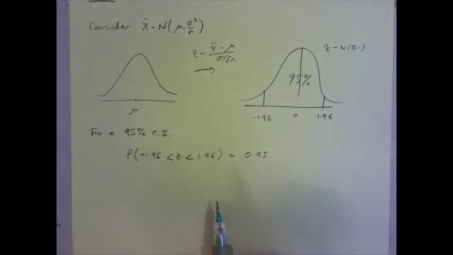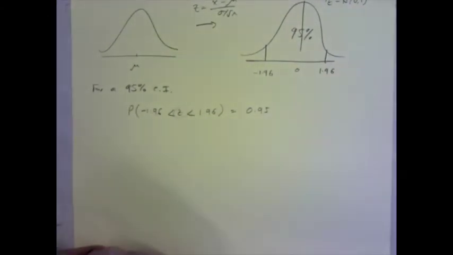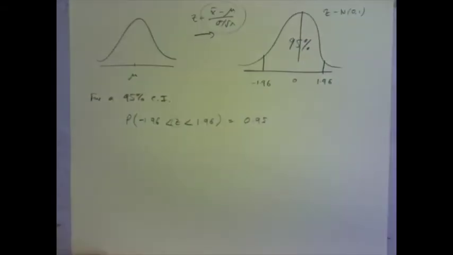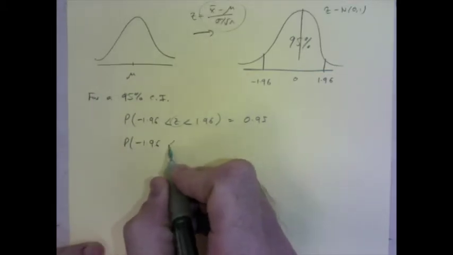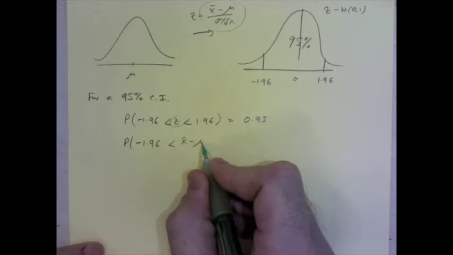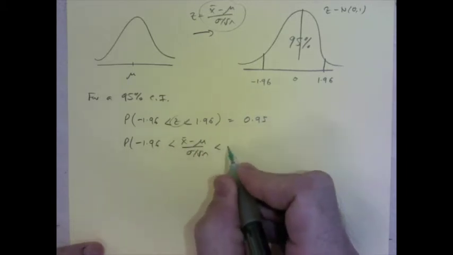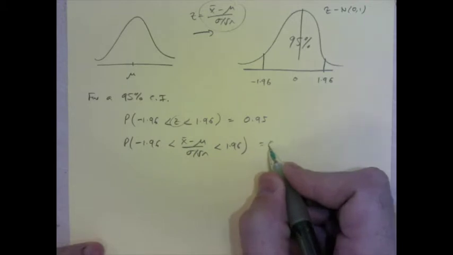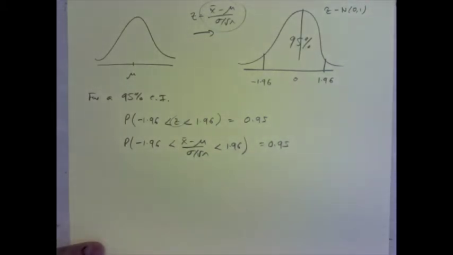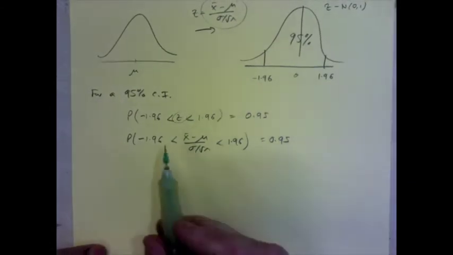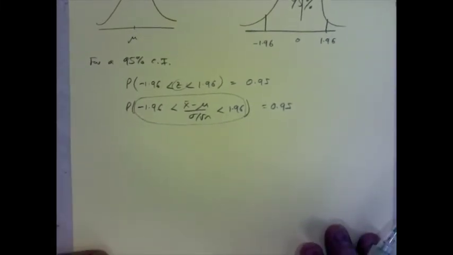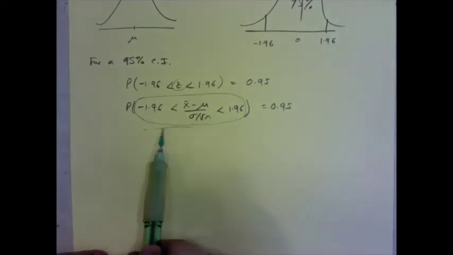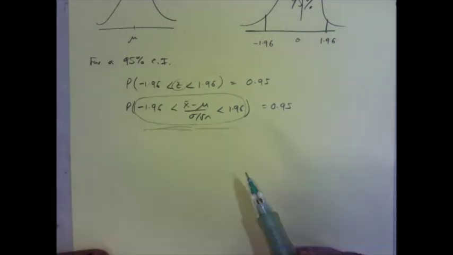And in this statement, rather than write Z, I know that Z is equal to this. So it's also fine for me to say the probability of minus 1.96 less than x bar minus mu upon sigma on root n less than 1.96 is also 0.95. Those are equivalent statements. So I'm 95% sure that this statement is true. Now I'm just going to look at that statement a little bit more carefully. There are two inequalities in here, this one and this one. So let's just have a look at these in turn.